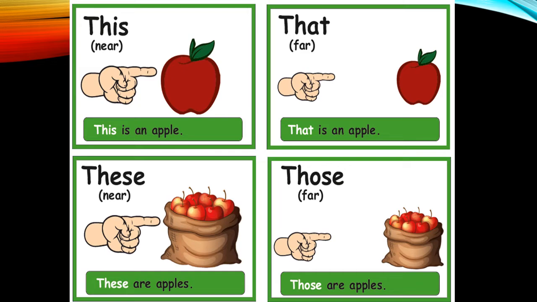In pictures number 3 and 4, we are talking about more than one apple, so we have used the plural form, these and those. These are apples, those are apples. So here we have learned that this and that refer to singular nouns, while these and those refer to plural ones. This and these are used for objects nearer to the speaker, and that and those are used for objects which are far away from the speaker.